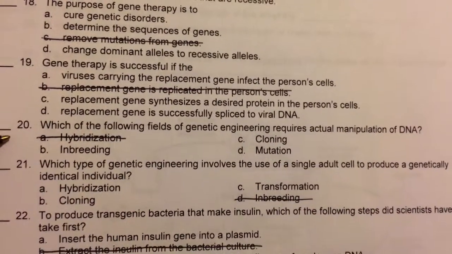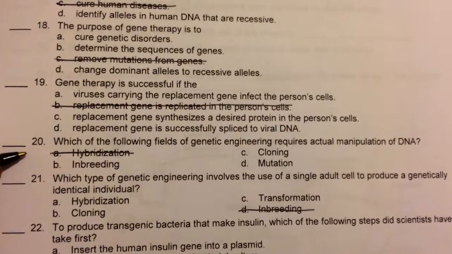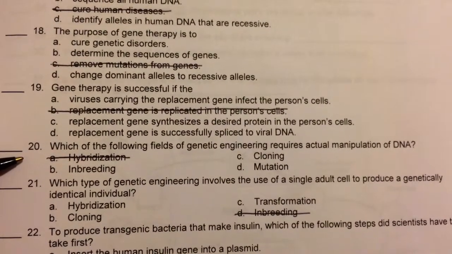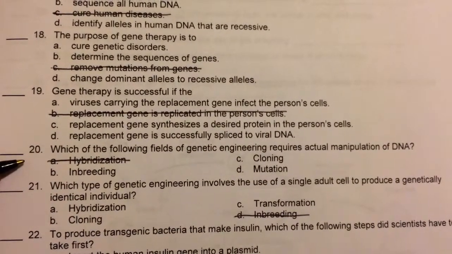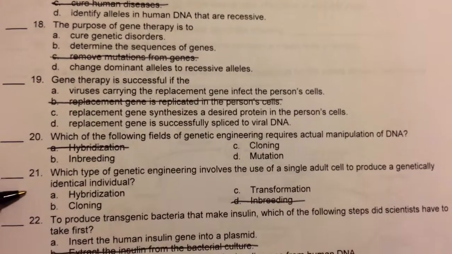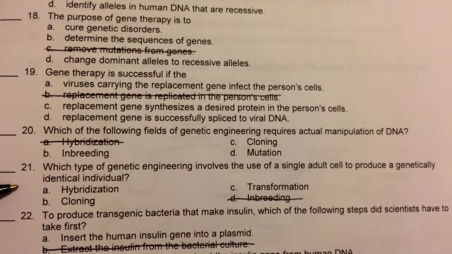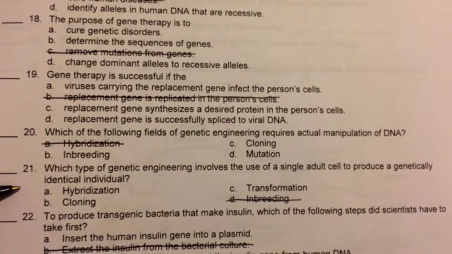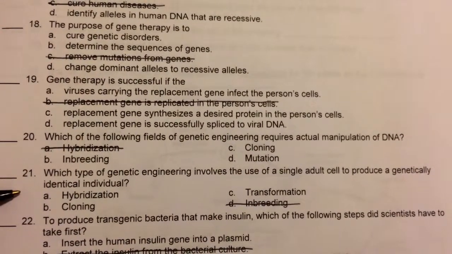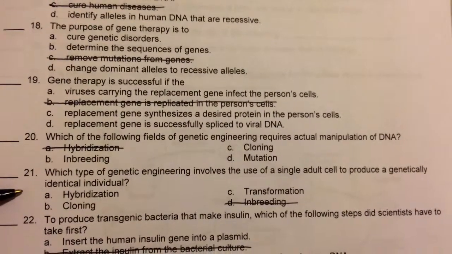Number 20. Which of the following fields of genetic engineering requires actual manipulation of DNA? B, inbreeding, C, cloning, or D, mutation? Number 21. Which type of genetic engineering involves the use of a single adult cell to produce a genetically identical individual? A, hybridization, B, cloning, or C, transformation?